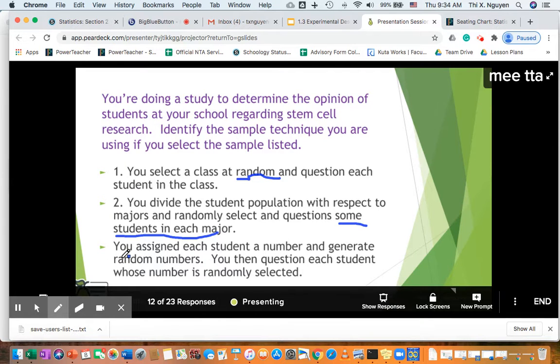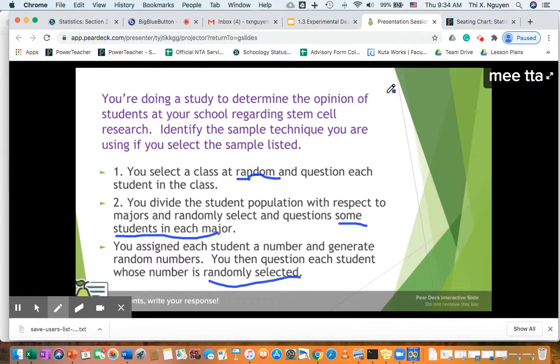The last one should be number 3. I don't know what happened to my number 3. I promise you I did put number 3, but it's gone. You assign each student a number and generate random numbers, and you question each student whose number is randomly selected. Number 3 is a little bit harder. Okay, so there are 5 things. I'm going to repeat: random, stratify, cluster, systematic, and convenient.